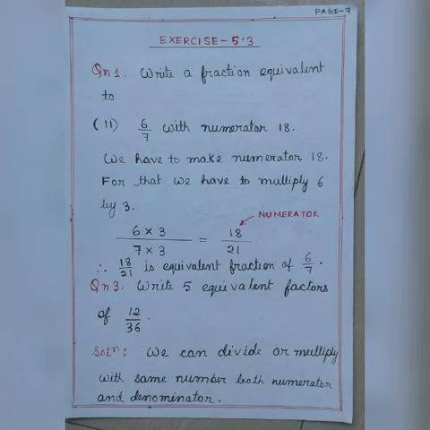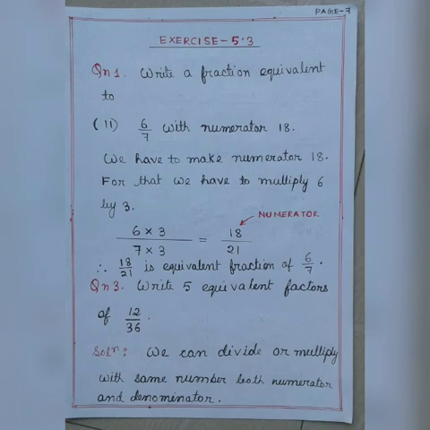Now we shall solve some questions from exercise 5.3. Question number 1. Write a fraction equivalent to 6 by 7 with numerator 18. So we have to make the numerator 6 into 18. For that, we have to multiply 6 by 3. Then only it will be 18.